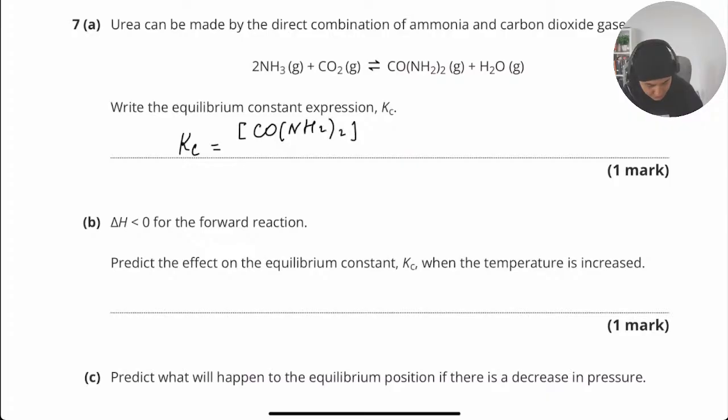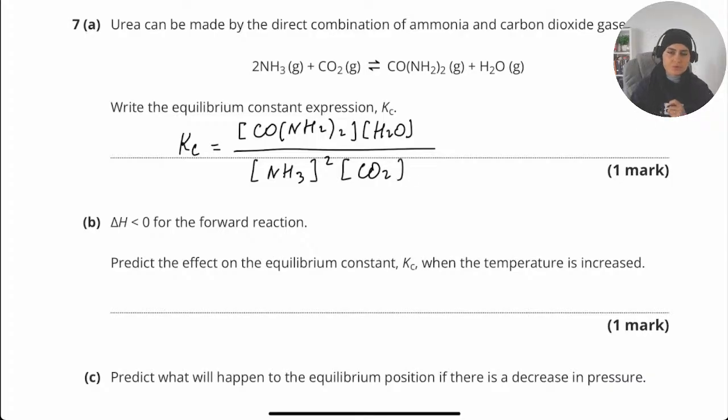So the product is [CONH2]^2 times, the plus changes into times, the concentration of gaseous water [H2O], divided by the concentration of reactants, which is [NH3]^2 times [CO2]^1. The power of 1 you don't have to write down. Remember, square brackets are essential. If you write it in round brackets, you lose a mark. In IB you don't really do Kp, but square brackets are reserved for Kp if you do A-level chemistry. Still, for Kc, remember to use square brackets.